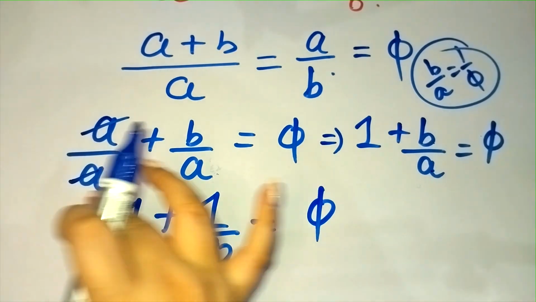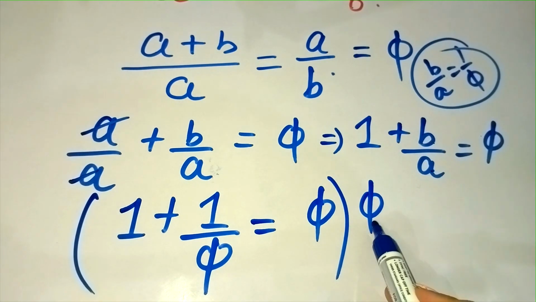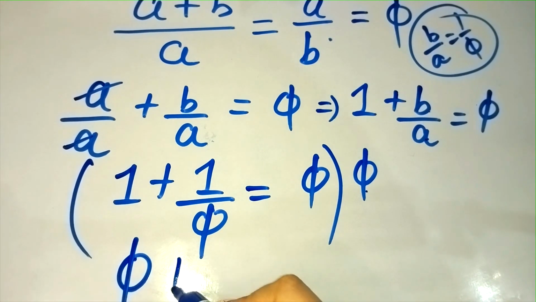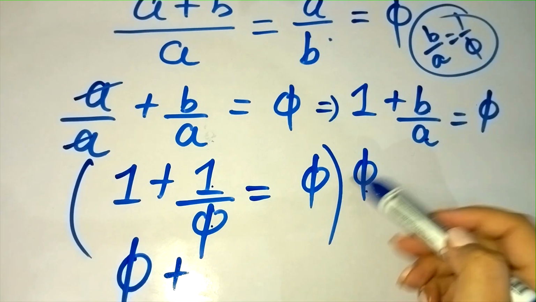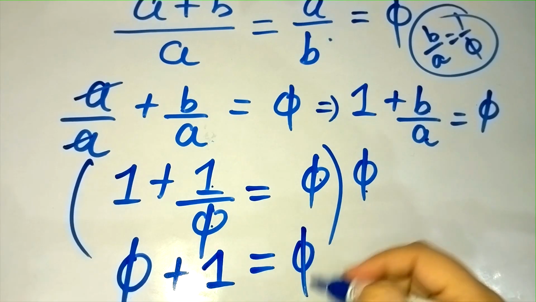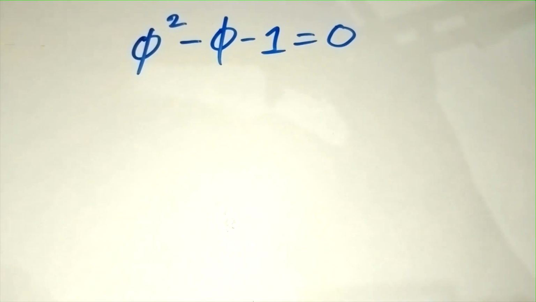And now I will multiply this whole equation by phi. So what will I get? Phi into 1 will be phi, plus this will get cancelled, so it will be 1, and it will be equal to phi into phi, which is phi square. So finally I got a quadratic equation: phi square minus phi minus 1 equal to 0.